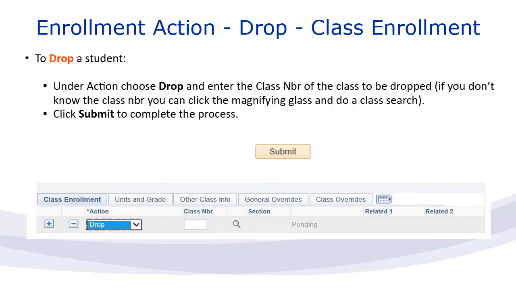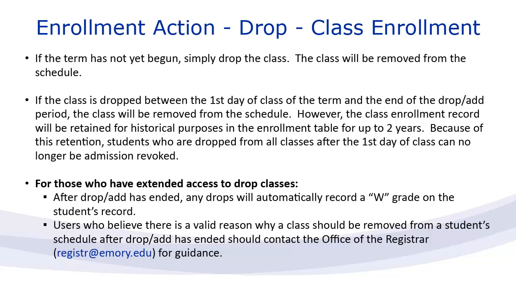To drop a student, under Action, choose Drop and enter the class number of the class to be dropped. If you don't know the class number, you can click the magnifying glass and do a class search. Then click Submit to complete the process. If the term has not yet begun, simply drop the class. The class will be removed from the schedule.